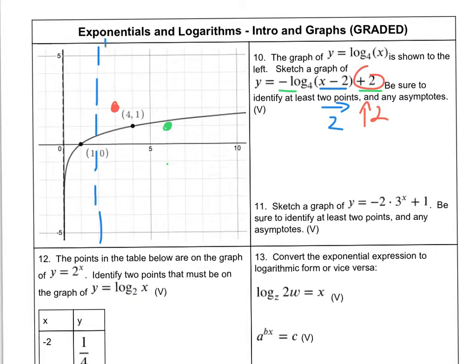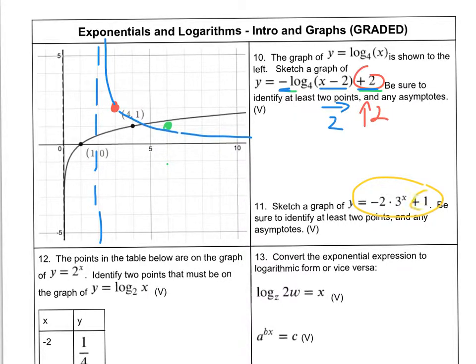The shape of this graph is going to look like this. I'm going to avoid giving you ones that have both a flip and a vertical slide in the same problem for this reason. Okay, I'm going to switch colors for my exponential function.